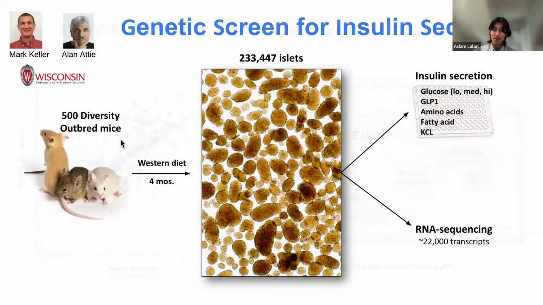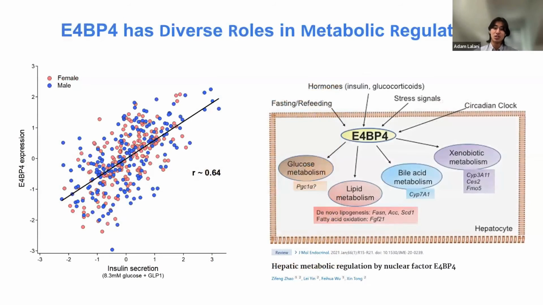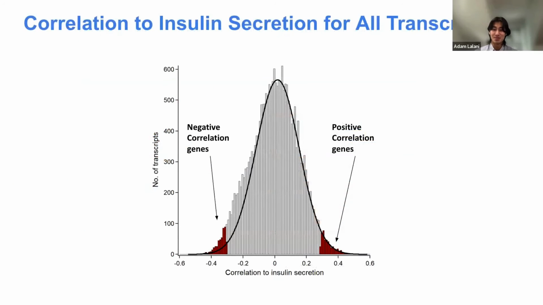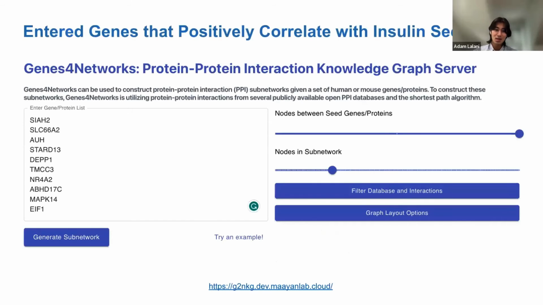Here's an example of what that correlation looks like between insulin secretion and gene expression for the gene E4BP4, a gene that is known to be involved in insulin secretion. You can see the gene expression levels across the diverse mice has a high correlation with insulin secretion. Measuring the correlations between insulin secretion and expression levels across all the mice for all the genes was useful for identifying many genes that are positively and negatively correlated with insulin secretion.